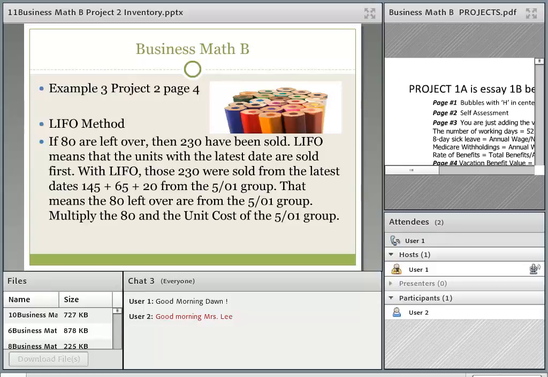So same thing in our project. We've got 80 left over, 230 were sold. That means the 230 were sold from the last dates. So the 80 that are left are going to be from the earliest date. We're going to look at the unit cost of the 5-1 group. We take 80 times the 5-1 unit cost, which is $9.65, and you just multiply.